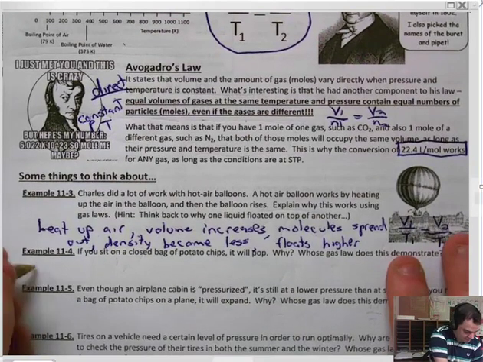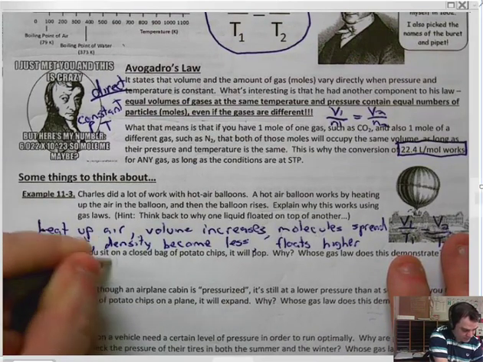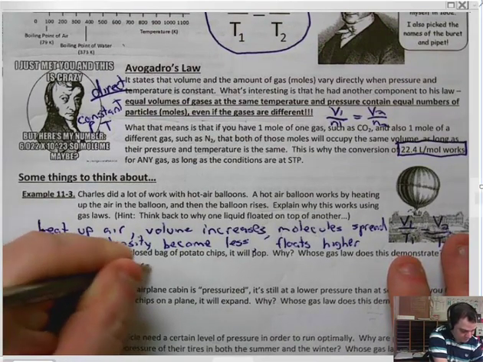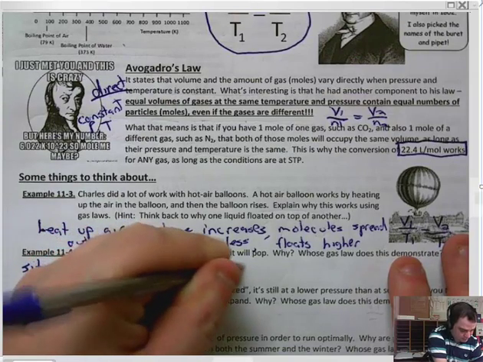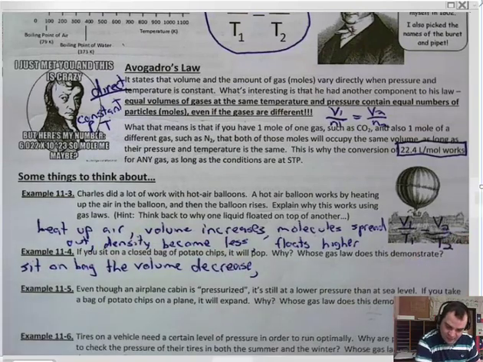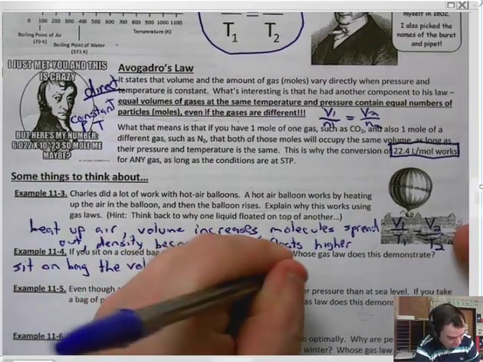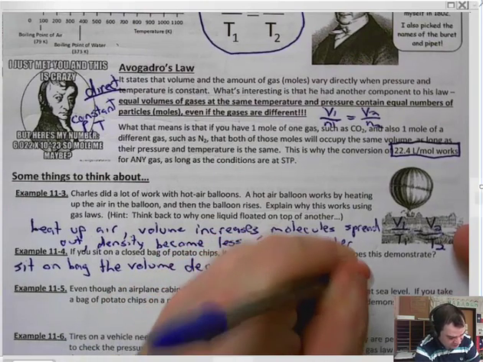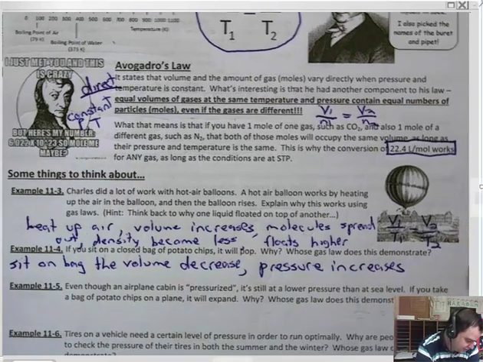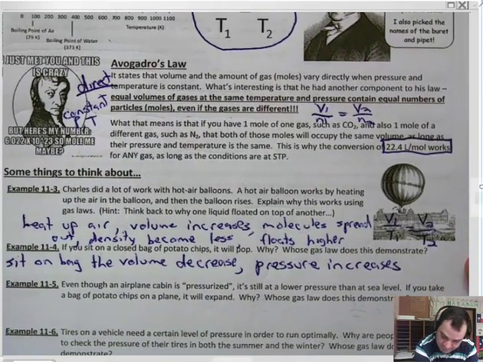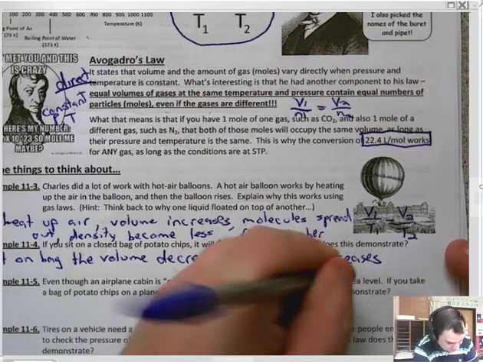So if you sit on the bag, the volume decreases, which means the pressure increases. The temperature's not changing when you're sitting on a bag. So this must be P1 V1 equals P2 V2. That must be Boyle.